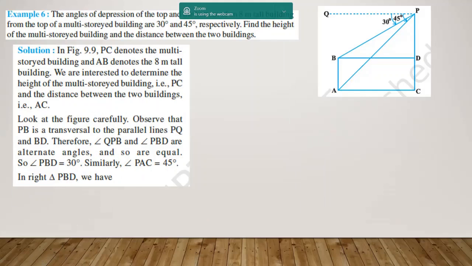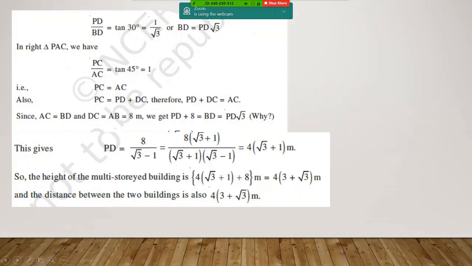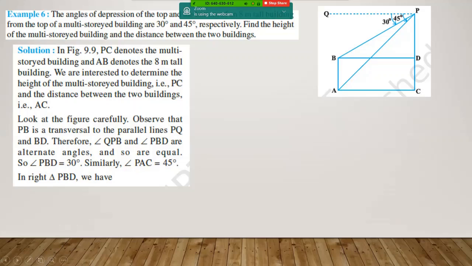This is again a big sum. Here we are talking about angle of depression. The angles of depression of the top and the bottom of an 8-meter tall building from the top of a multi-storied building are 30 degrees and 45 degrees.